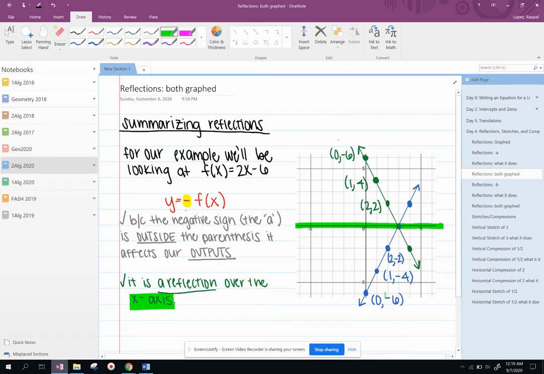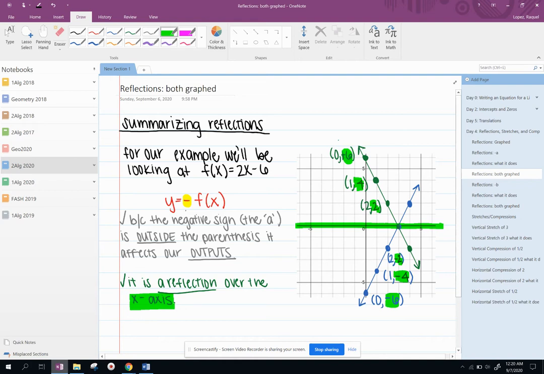So this point right here, 0, comma, negative 6 actually becomes 0, comma, positive 6. That's a typo right there. Okay. This point 1, comma, negative 4 becomes just 1, 4. This point 2, negative 2 becomes 2, 2.